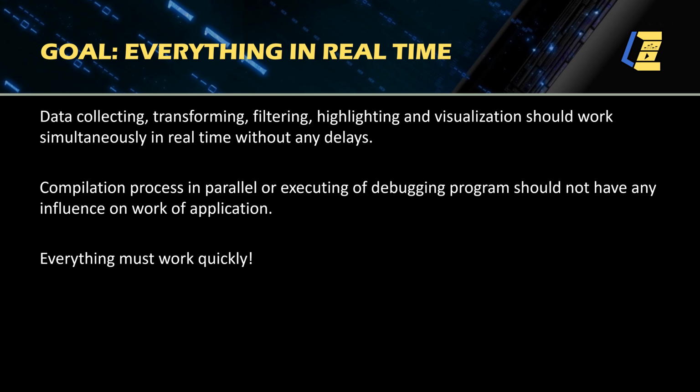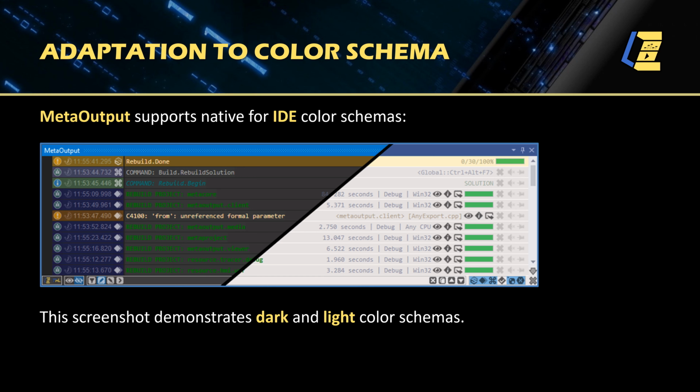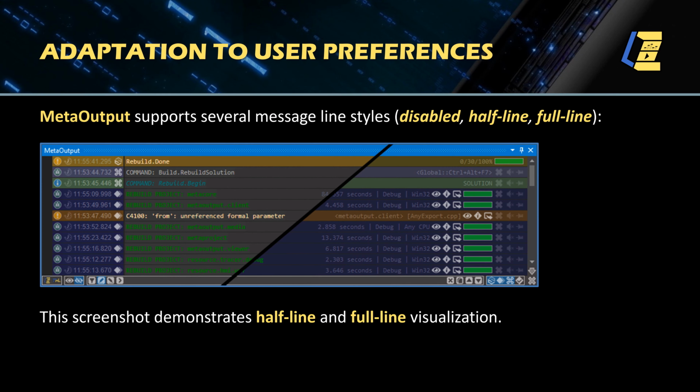Adaptation to color schema. MetaOutput supports color schemas native to the IDE. This screenshot demonstrates dark and light color schemas. Adaptation to user preferences. MetaOutput supports several message line styles: disabled, half line, full line. This screenshot demonstrates half-line and full-line visualization.